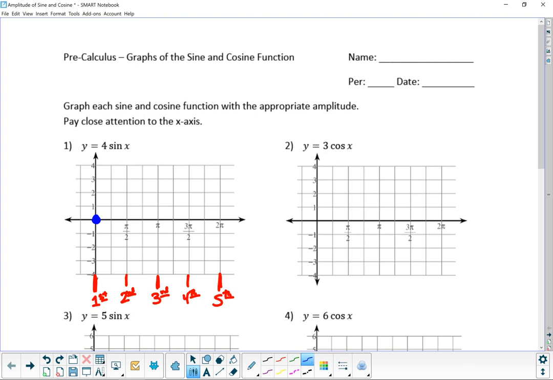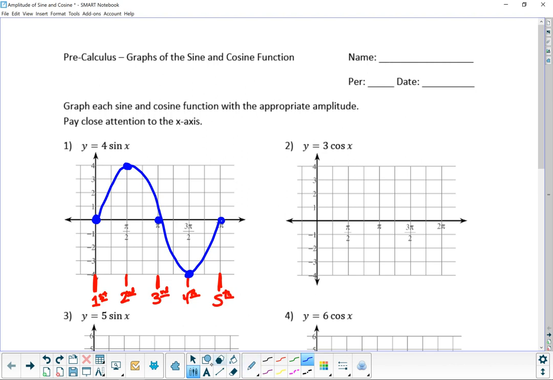So sine starts in the middle, and then at the second marker, sine hits the top. Normally we do 1, but in this case we have an amplitude of 4. So at the second marker we're going to go all the way to 4. So it's going to be at the middle, top. Third marker is going to be middle. Fourth marker is going to be bottom, and bottom normally we go to -1, but in this case the amplitude is 4. That means we're going to go as far down as -4. So fourth marker is bottom, and the fifth marker is back to middle. And this is your graph. It should look just like this.